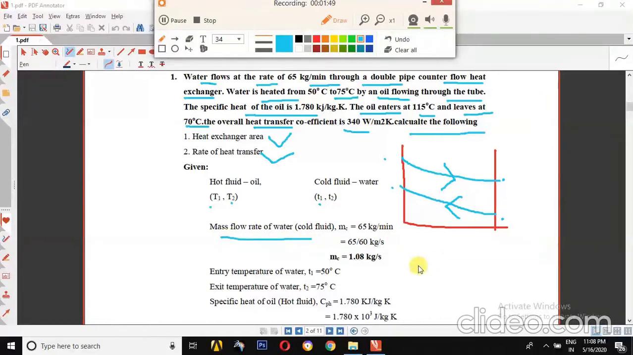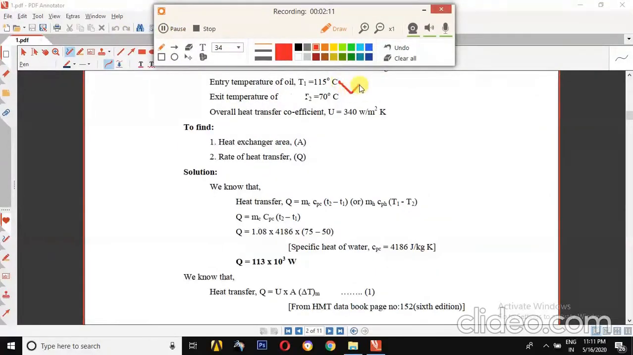Mass flow rate of water equal to 1.08 kg per second. The inlet temperature of the water is 50 degrees Celsius and the outlet temperature is 75 degrees Celsius. Specific heat of hot fluid is 1.780 kilojoule per kg Kelvin. Inlet temperature of the oil is 115 degrees Celsius and the exit temperature is 70 degrees Celsius. Overall heat transfer coefficient is 340 watt per meter square Kelvin. We are finding heat exchanger area and rate of heat transfer.